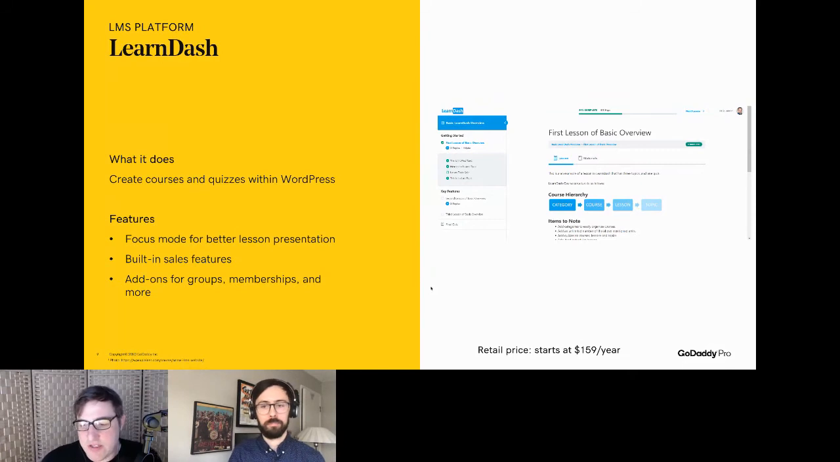As you see here, it starts at $159 a year, and that's for the most basic package. It's going to go up from there. And that's not counting some of the paid and premium add-ons they have there. So it's going to be a little bit more of an investment right out of the gate. And so that's going to be something that I think is going to make people think about it.